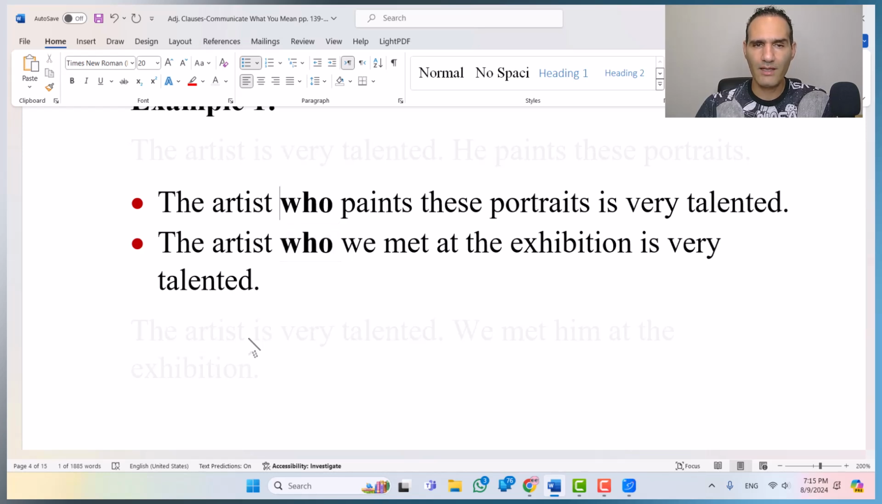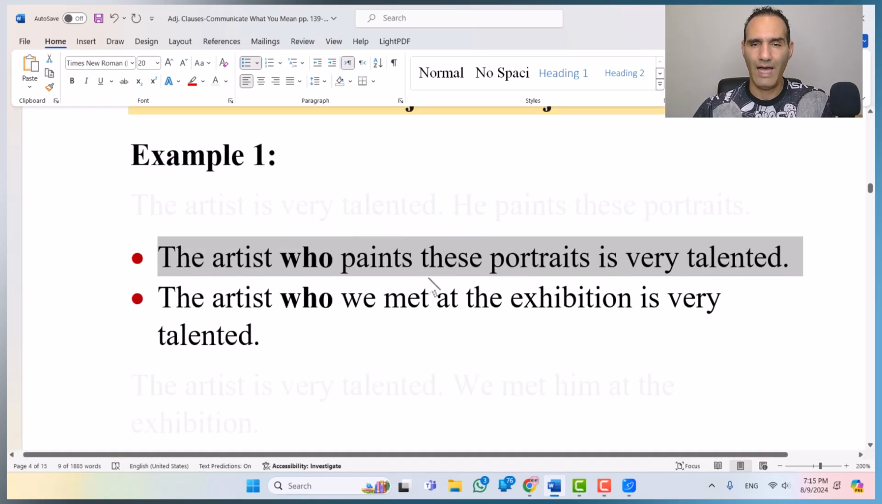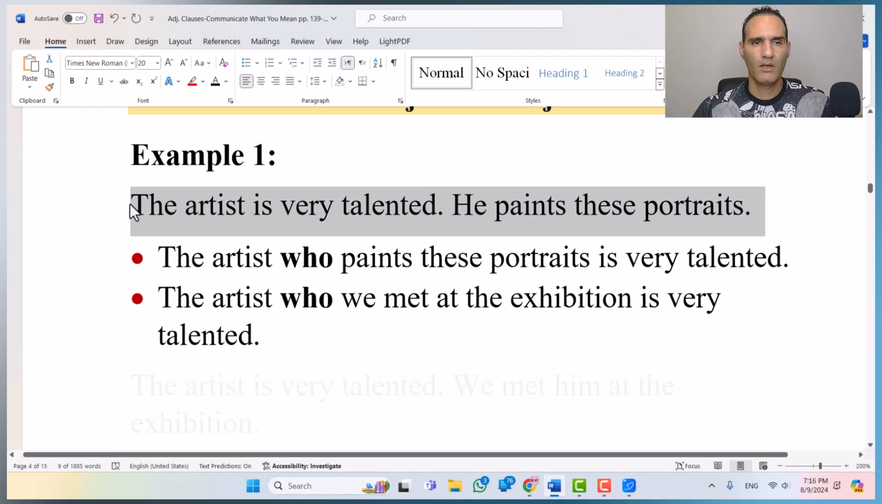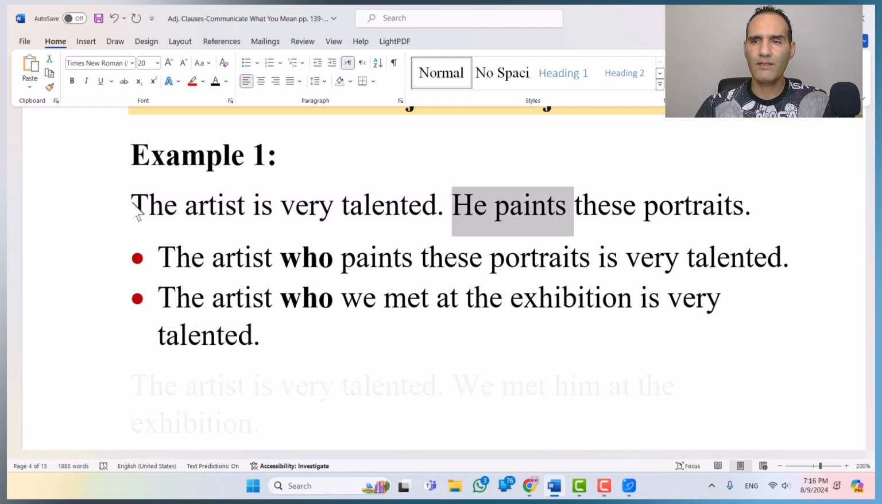How do I understand? I need to go back and reconstruct the deep structure of these two sentences. After all, this is the result of two sentences fused together. I need to find those two sentences. The two sentences are: the artist is very talented, main clause. He paints these portraits, the dependent clause.